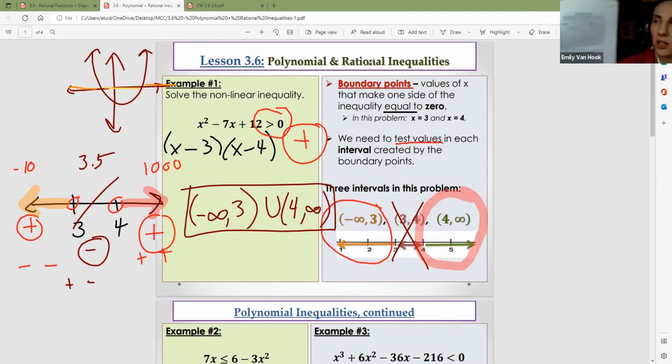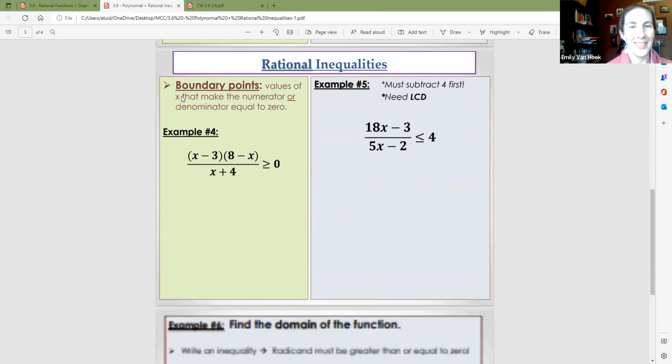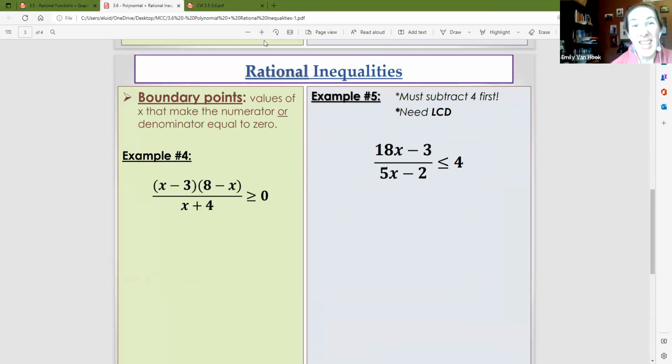I want you to turn ahead to page 7, and I want to show you the rational inequalities. You'll notice there's a lot of similarities, but there's also a couple little differences. We are now really on the last page of your notes here. Rational inequalities. Here's the summary. It's the same idea. You still factor, you still set each factor equal to 0. You still label all your boundary points on your number line, and you still test each interval.